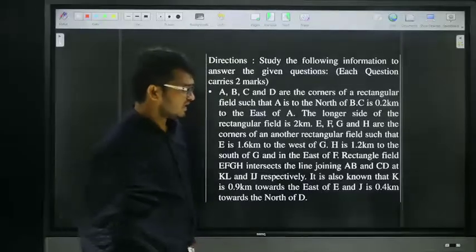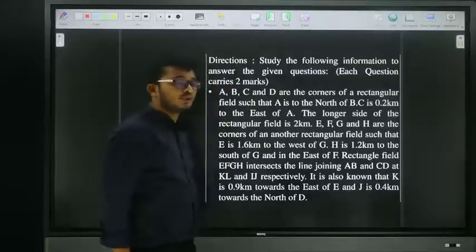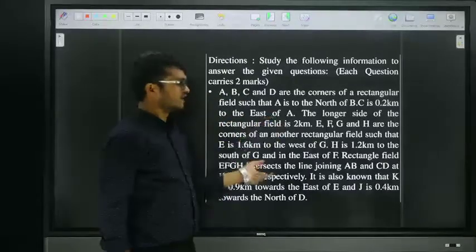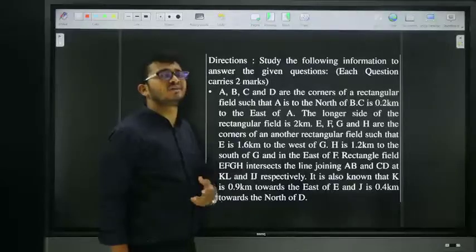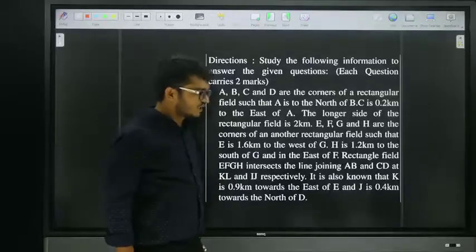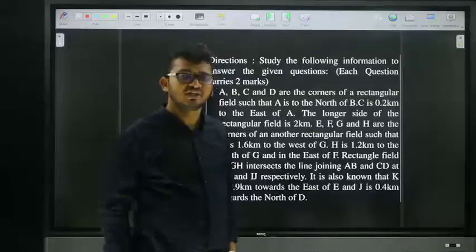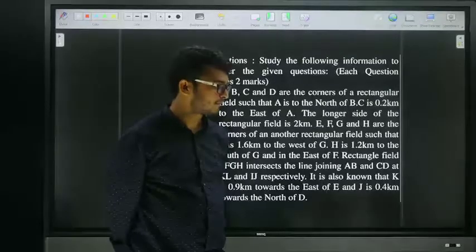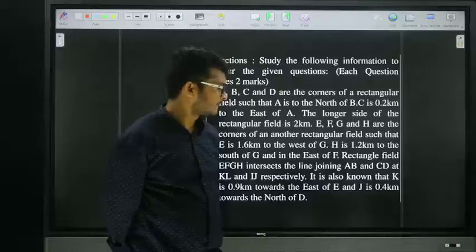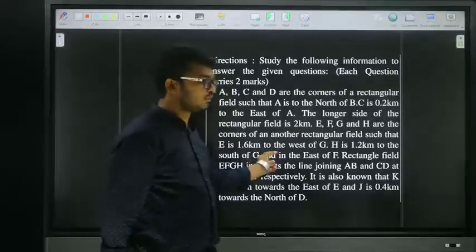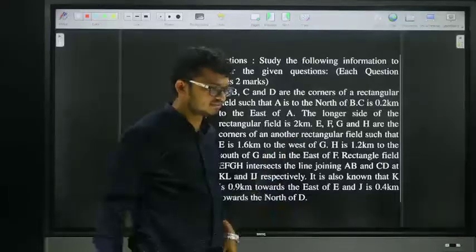My friends, here the mention is that in total we have two rectangles. One is rectangle ABCD, the other one is EFGH. That means one is inside the other, like that they gave it. Just try to solve. If not, I will explain. I will give just 2 minutes. Try to solve. Once solving is complete, give your comment. Then I will give the questions.